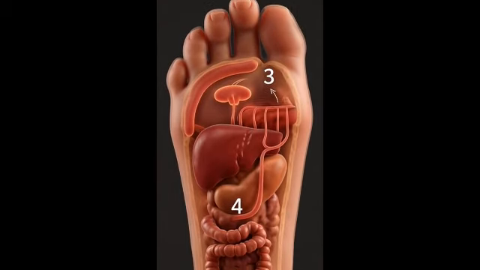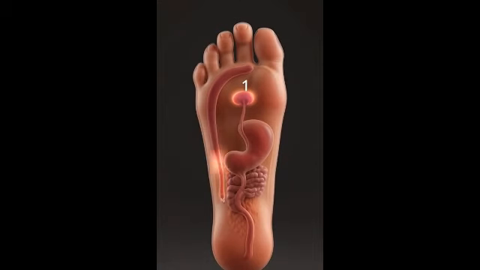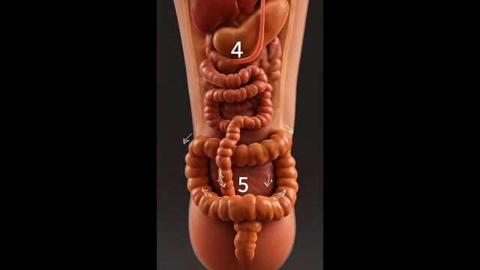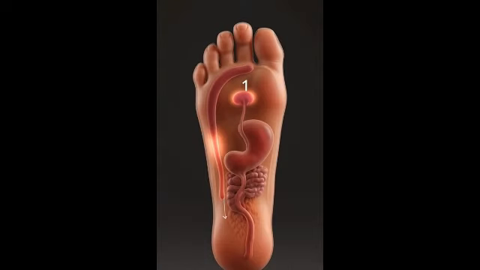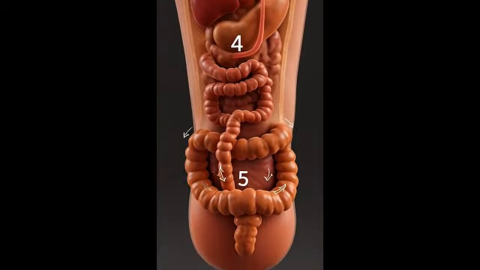Step 3. Chemical digestion. The pancreas releases digestive enzymes, while bile from the liver helps break down fats. Together, these substances continue the chemical breakdown of food as it moves through the system.